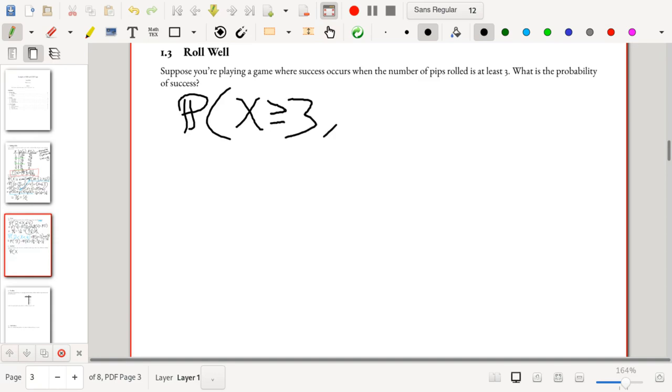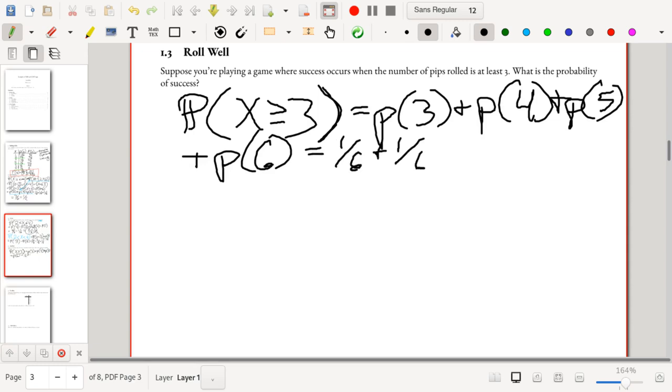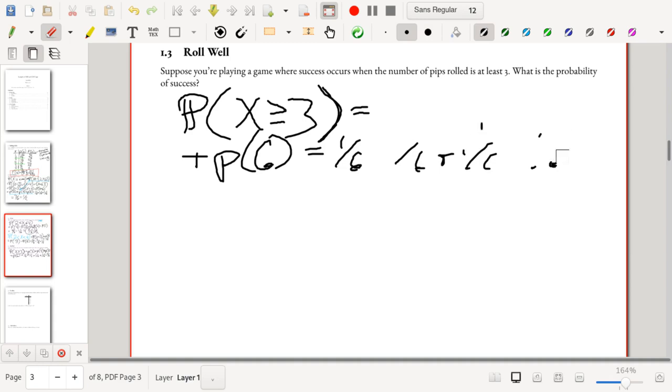So the probability that X is greater than or equal to 3 is, one way we could do this is say that this is p of 3 plus p of 4 plus p of 5 plus p of 6. This is using the probability mass function, which is equal to 1 sixth plus 1 sixth plus 1 sixth plus 1 sixth, which is 4 sixths. All right, that's one way to do it. Also not the way I want to do it. There's actually a better way.